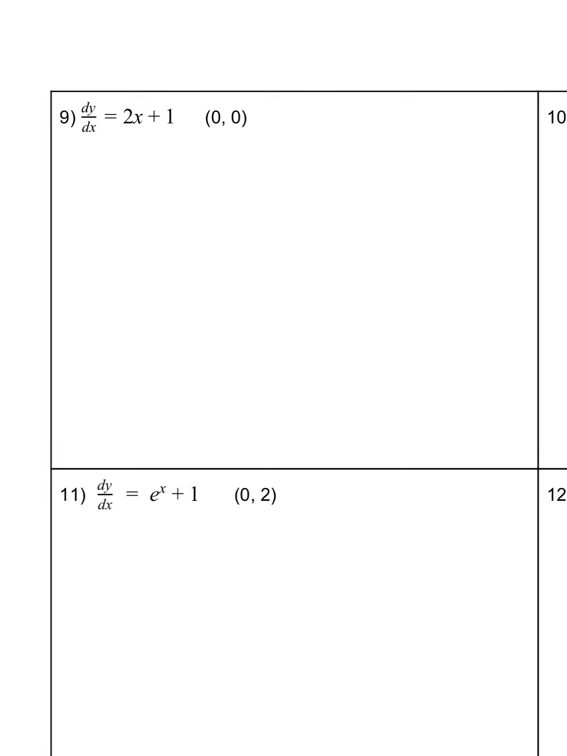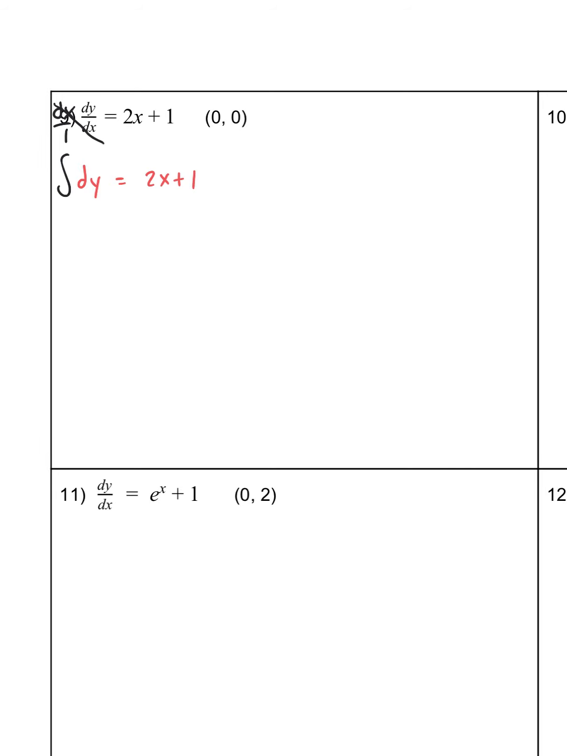Okay, Calc differential equations, worksheet 1, problems 9 through 15. Problem 9, we're going to separate the variables. So we are going to bring dx over to the other side by multiplying both sides by dx. So these cancel. I'm left with dy on the left. I'm left with 2x plus 1 on the right.